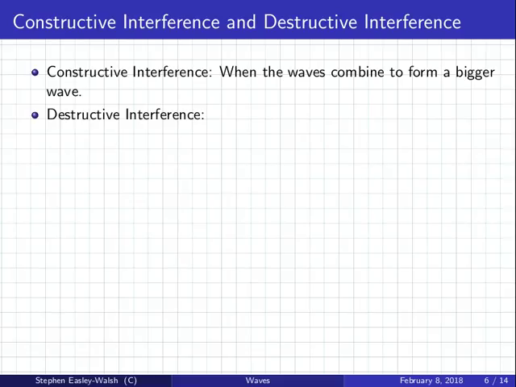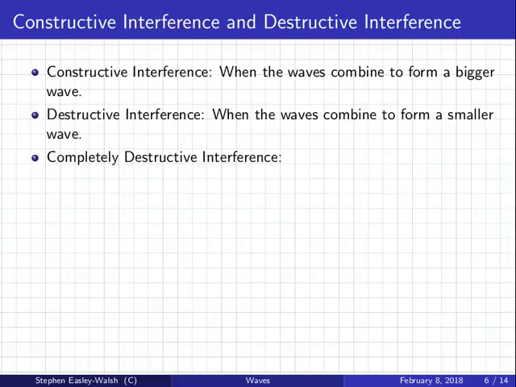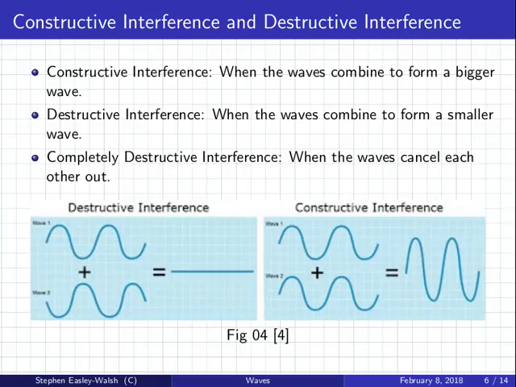But more interesting is destructive, and these are when the waves combine to form a smaller wave. And it's actually possible to have something called completely destructive, which is the most interesting of all. What do you think happens here? Zero? Flat? Yeah, the waves combine to cancel each other. So this is completely destructive and this is completely constructive.